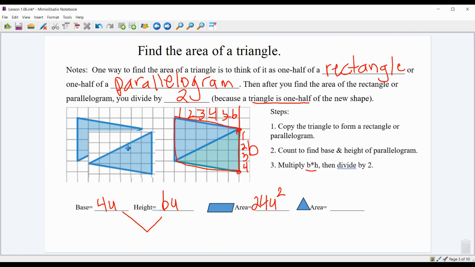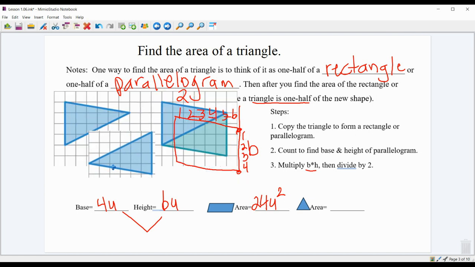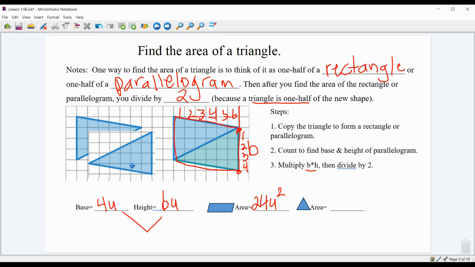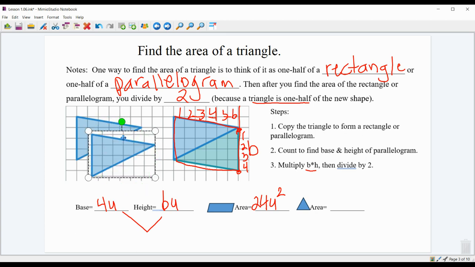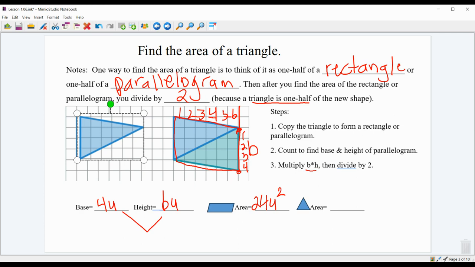But wait a minute, right? I didn't start out with the second triangle, right? I started out with just this triangle. So we created the second one. So we have to get rid of it by dividing the parallelogram by 2. So the area of the triangle is 12 square units.